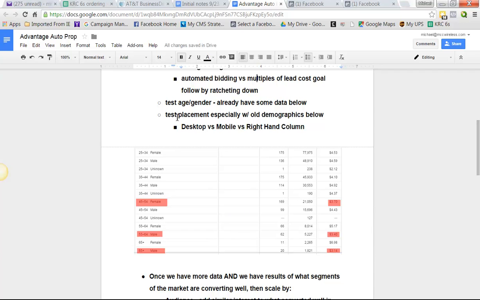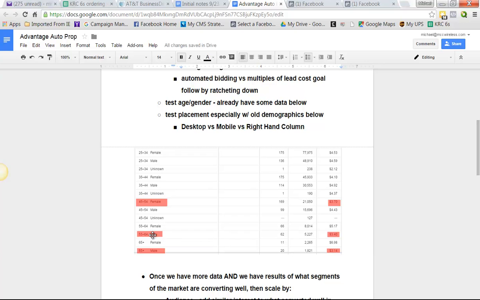Then we also want to test placement. In other words, is it going to be in news feed? Is it going to be on mobile? Is it going to be on desktop? Is it going to be a right-hand column? And we have, again, found some surprising results depending on the market.